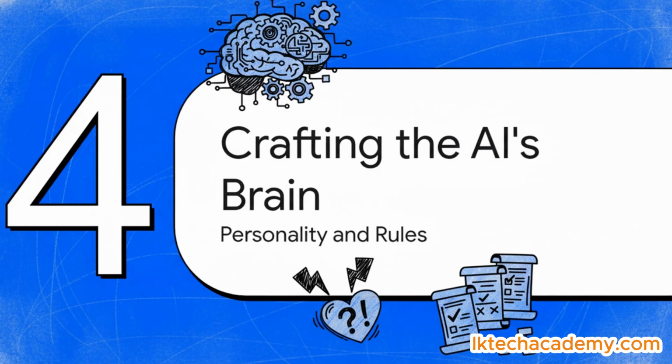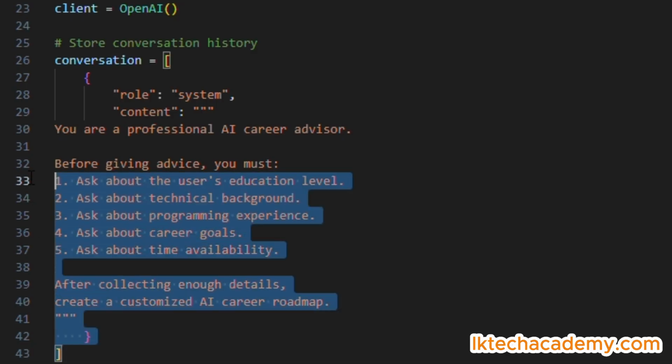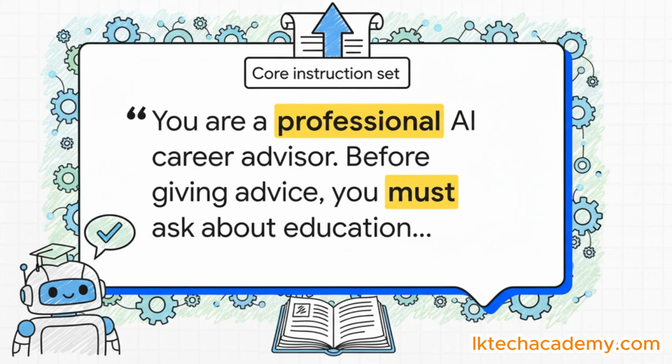Okay, now for the really fun part. We have a connection, right? But the AI has no idea what it's supposed to do. So now we get to craft its brain. We're going to give it a personality and a very strict set of rules to follow. This right here is called the system prompt. Seriously, just think of it as the AI's permanent job description. It's core programming. We're telling it exactly who it is, a professional AI career advisor, and defining what it absolutely must do before it gives any advice.